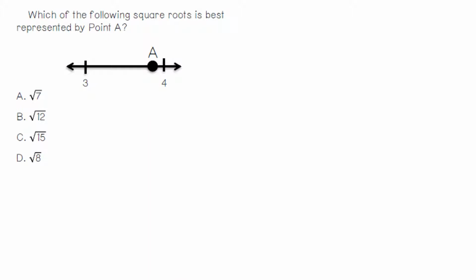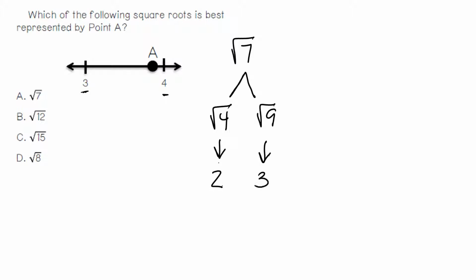Which of the following square roots is best represented by point A? So looking at point A, we can see it's between 3 and 4 on a number line. So we're going to look at our perfect squares, starting with the first one, 7. 7 is not on our perfect square list, but the two that it's in between would be 4 and 9. 7 is in between 4 and 9. Square root of 4 is 2, square root of 9 is 3. That is not between the values on the number line.